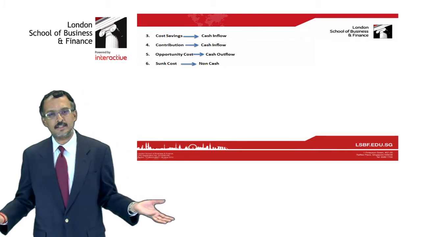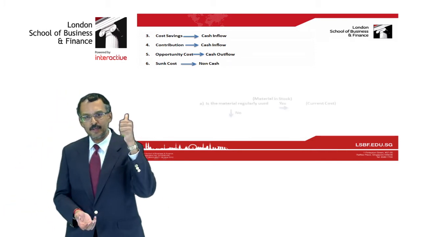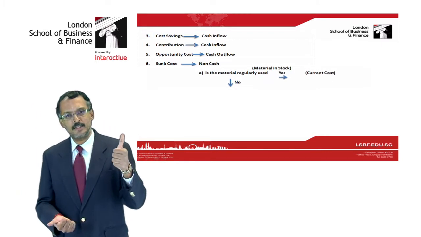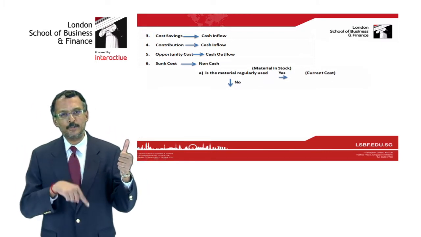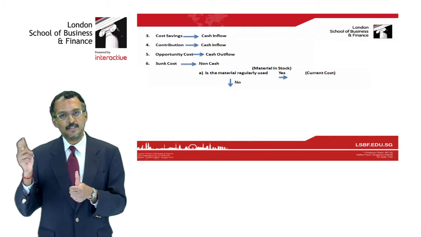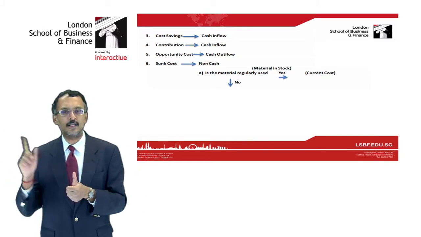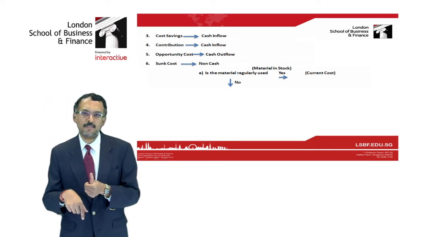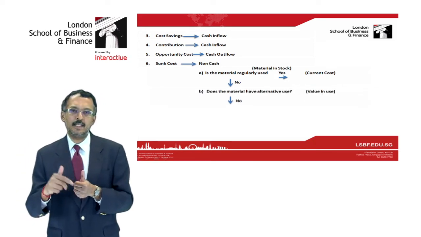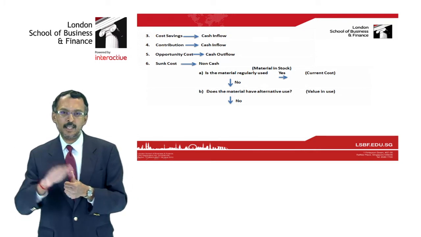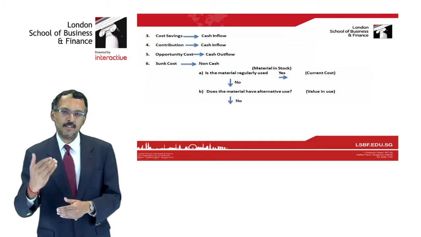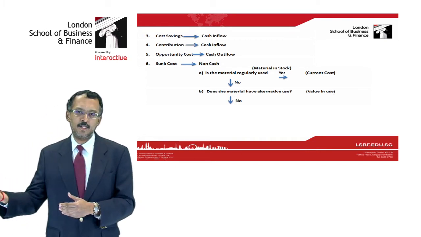To determine the answer, we ask three questions. First question, is the material regularly used? Your answer could be yes or no. If your answer is yes, then the relevant cost is current cost. If your answer is no, then you ask the second question. Has the material got any alternative use? Again, your answer could be yes or no. If your answer is yes, then you have to use a value in use.